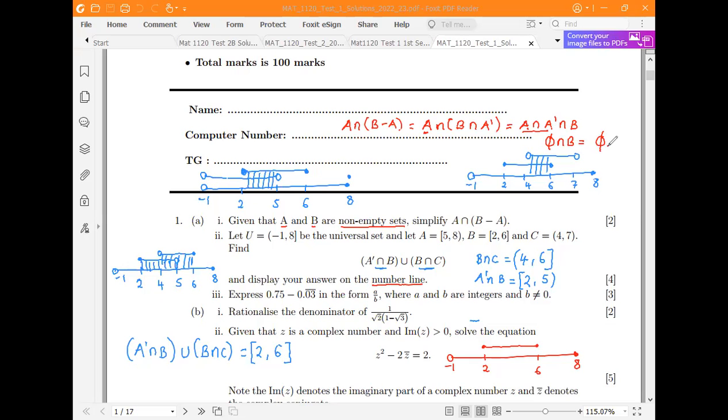So the fact that they say, given that A and B are non-empty, simplify, it doesn't mean that we cannot find an empty set as a solution. We can find it.